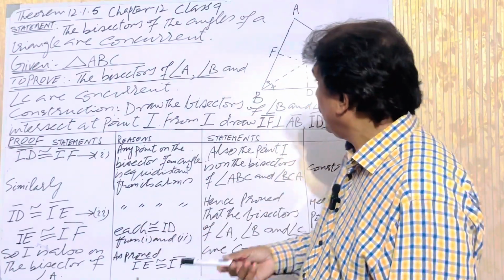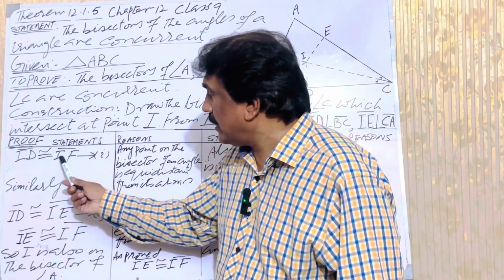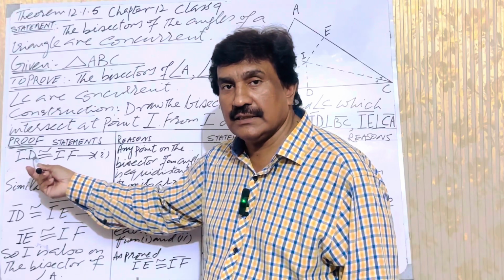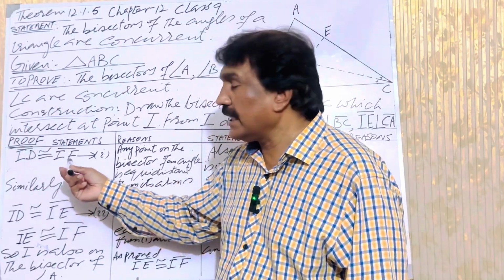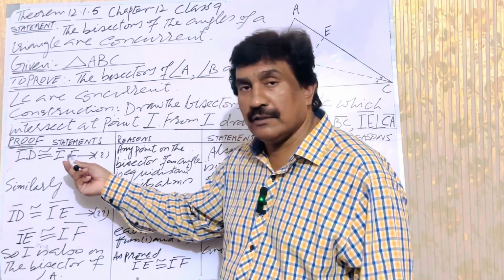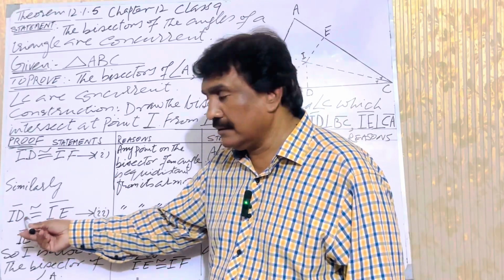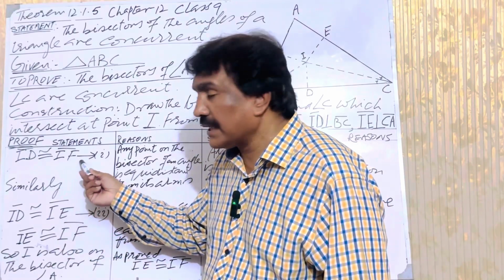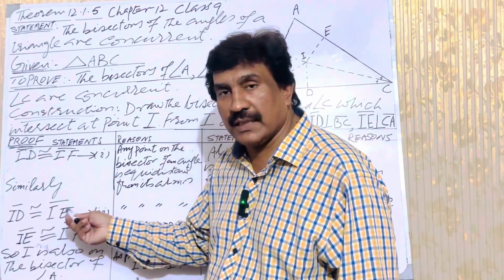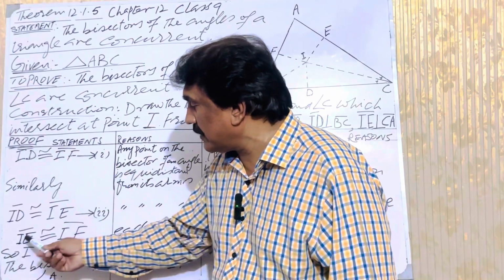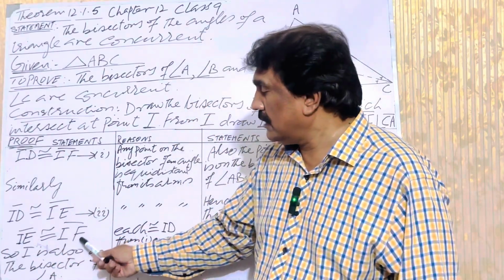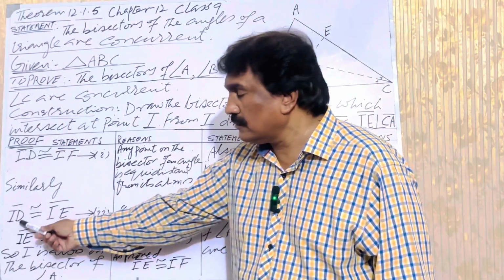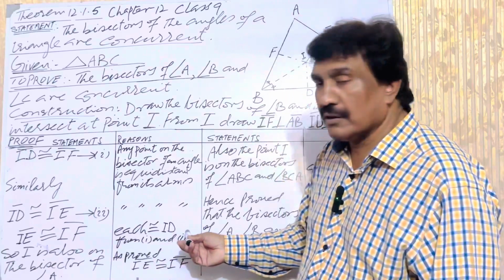Okay, now next. Now look at this. ID equals what? IF. Suppose ID is 10, 10 centimeter. IF will be what? 10 also. This ID again 10. Then as these are equal, this will also be 10. Now IF becomes 10 and IE also becomes 10. So these two will also be equal. IE will be congruent to IF. Done? Okay, each congruent to ID. This one is also 10, this one is also 10. So each congruent to ID.